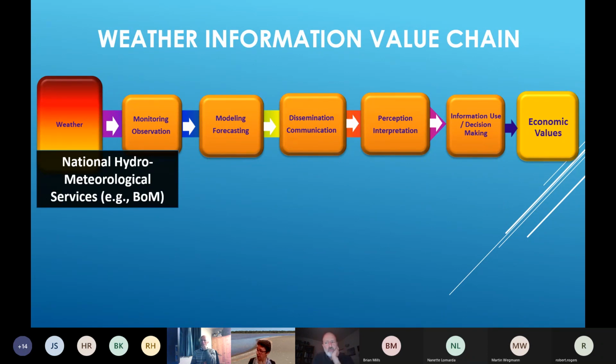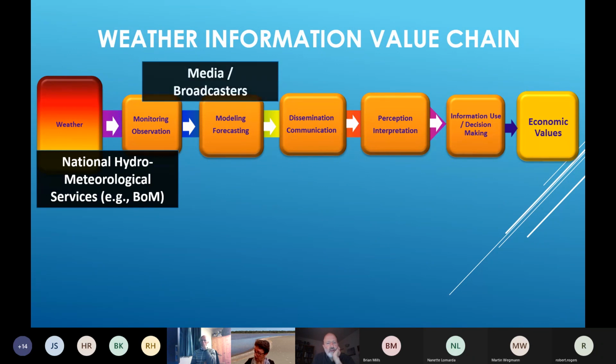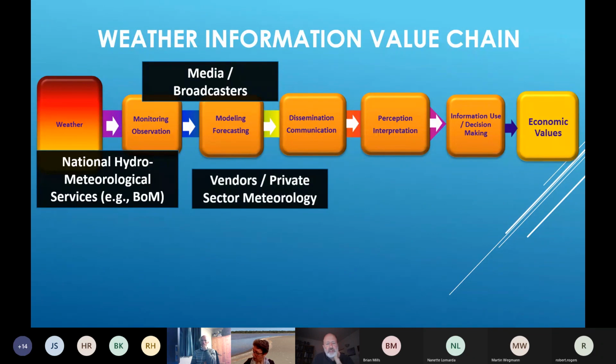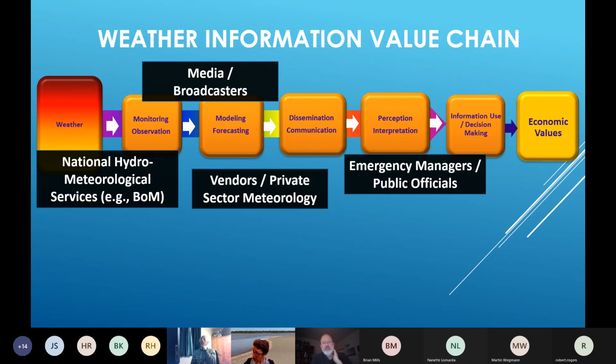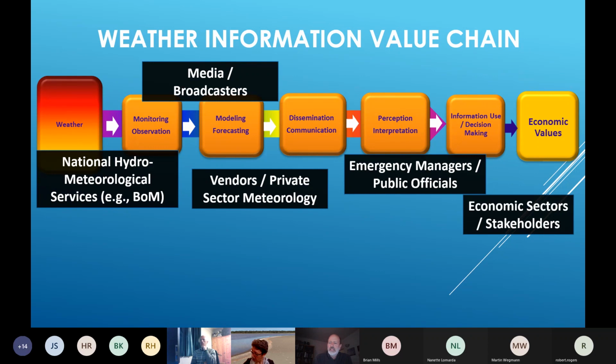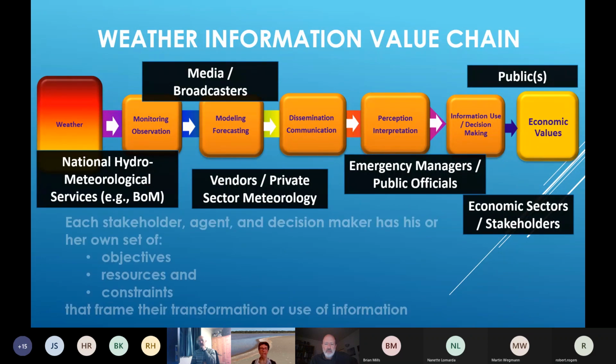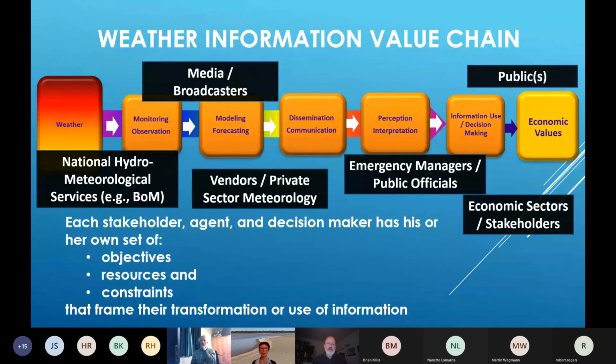Then I also point out with the value chain, something to be aware of is that there are all the different actors, all the different stakeholders, all the different decision makers, from the National Hydromet Services to broadcasters, emergency managers, private sector meteorology, which is playing a larger and larger role in several countries, to the different economic sectors, everything from transportation, energy, retail, to the individual households and decision makers, to the public as the endpoint of measurement of economic values.